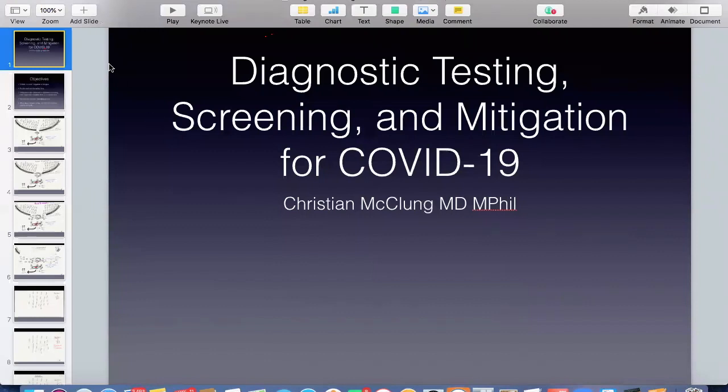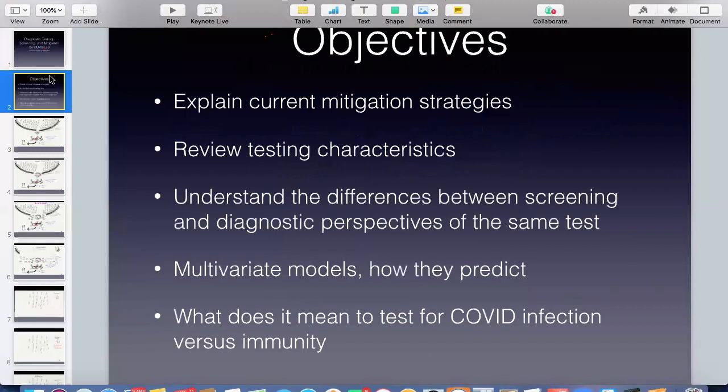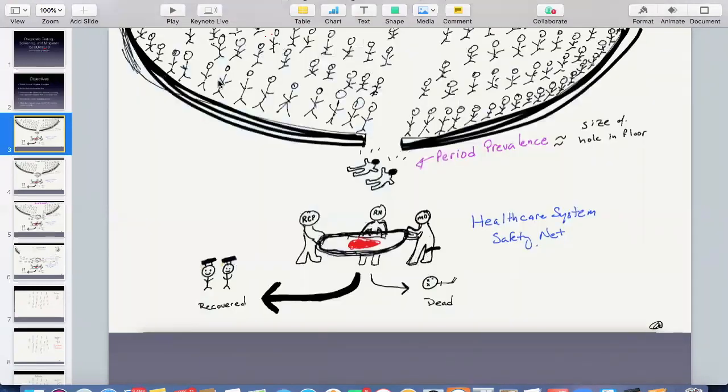All right, so we're going to go over diagnostic testing, screening, and mitigation for COVID-19. The objectives are to explain current mitigation strategies, review testing characteristics, understand the differences between screening and diagnostic perspectives of the same test, look at multivariate models and how they predict, and then what does it mean to test for COVID infection versus immunity. So the first part is to just look at mitigation strategies here.